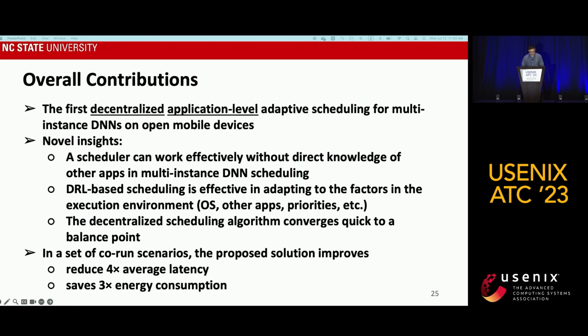Okay, and the overall contribution of this work is that I think this is the first decentralized application-level adaptive scheduling for multi-instance DNNs. We can guarantee the apps' privacy and keep performance well maintained. And that is the conclusion of our work. Thank you very much.